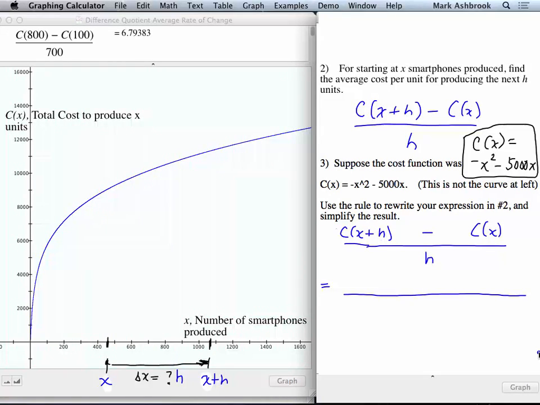No, so there's actually a rule. Take the input and square it, and once you square it, then take the opposite. And then you're going to subtract what? 5,000 times the input. Not 5,000x, 5,000 times the input. Just like you squared the input when you started, then later you're going to take 5,000 times the input. That's what it is. So everywhere you need that.